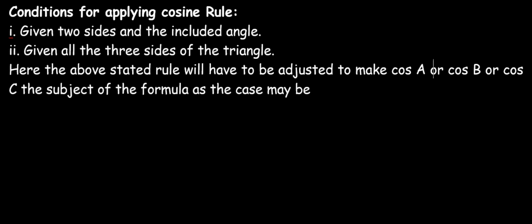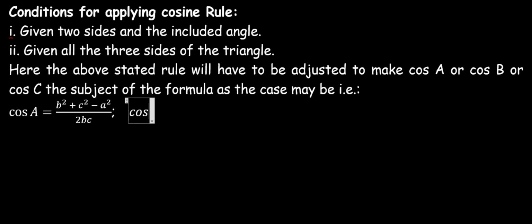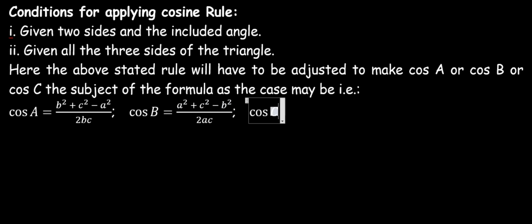Thus, we have cos A will be equal to b square plus c square minus a square divided by 2bc, or cos B will be equal to a square plus c square minus b square divided by 2ac, or cos C will be equal to a square plus b square minus c square divided by 2ab.